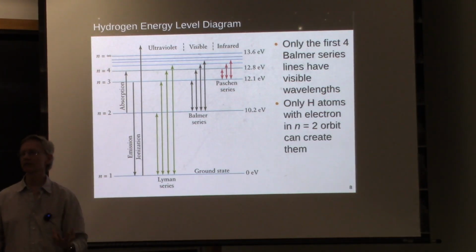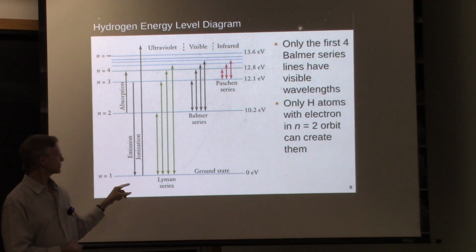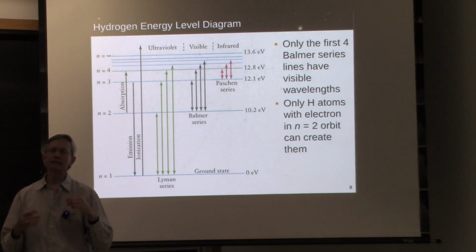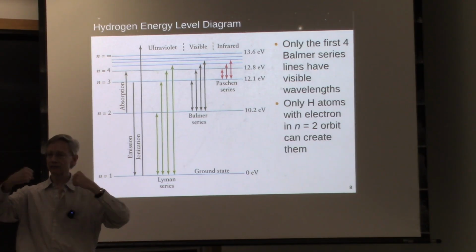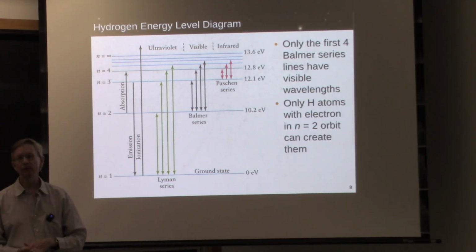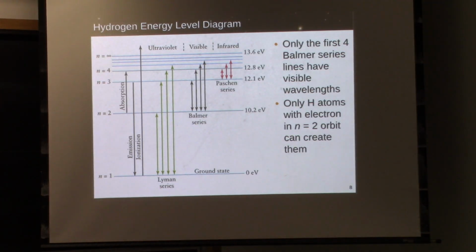But with collisions, it's not as picky. With a collision, to kick electrons up into n equals 2 from the ground state, you just need 10.2 electron volts of kinetic energy of the incoming atoms, or more. And so it doesn't have to be precise. So typically, it's collisional excitation that will raise hydrogen atoms in a star's atmosphere from the ground state into n equals 2.